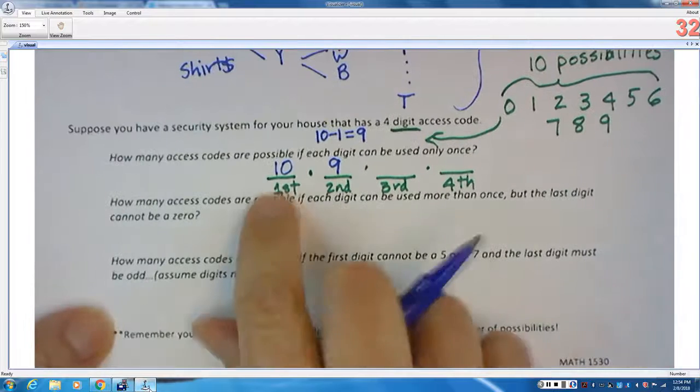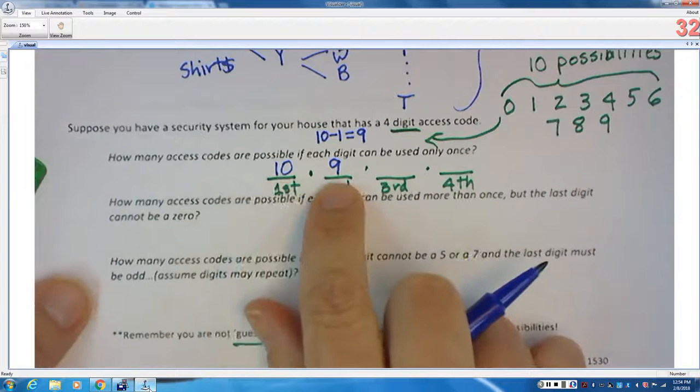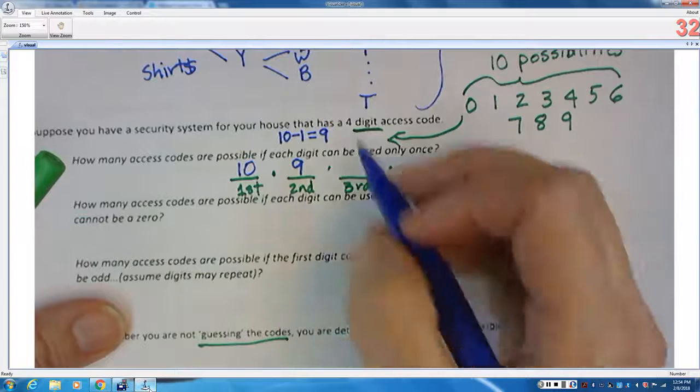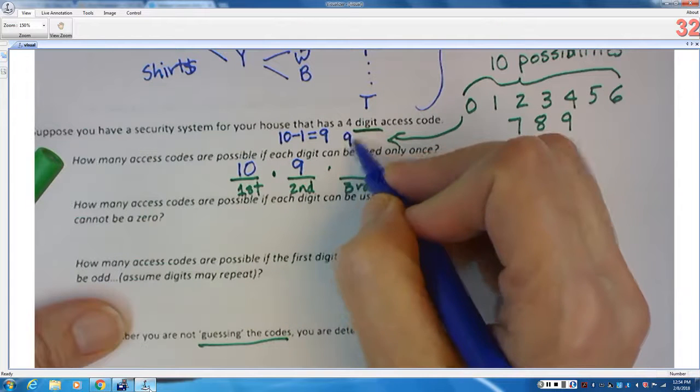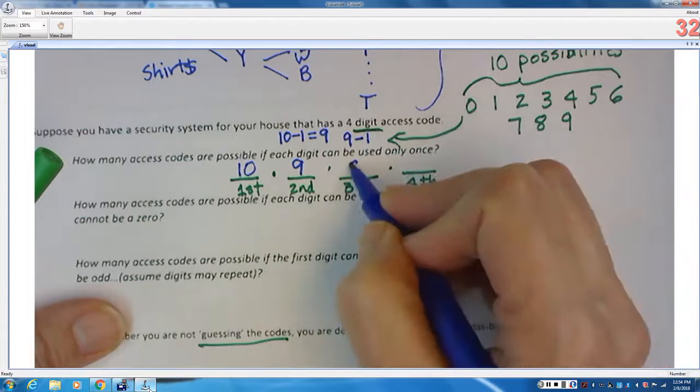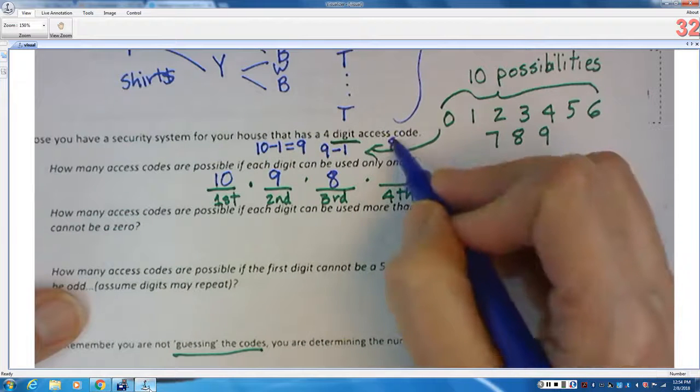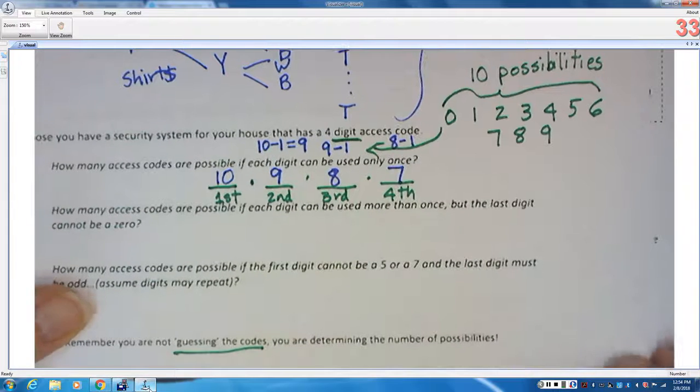Once we've chosen a number for this one, we can't use it again, so we go down by 1. And then once we've chosen a number for here, we go down by 1, which is 8. And 8 minus 1 is 7. So we're not saying the code is 10987. We're saying that when we're picking our code, we could pick 0 through 9 on the first digit, and counting those out, there's 10. The second digit has to be 1 less, because we have to cross out whatever we pick.